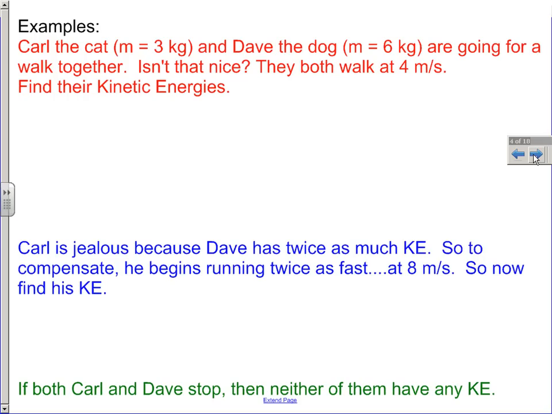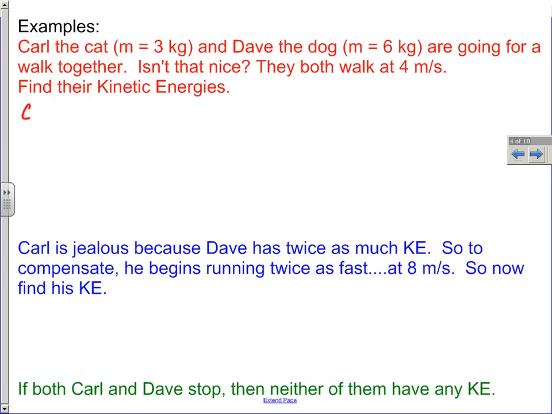All right. Probably the easiest way to do this is to do a couple examples here. So we're going to do 3 examples here on the screen. So the first one, Carl the cat has a mass of 3 kilograms, and then Dave the dog has a mass of 6 kilograms. They're going for a walk together. They both walk at 4 meters a second. So let's find their kinetic energies.